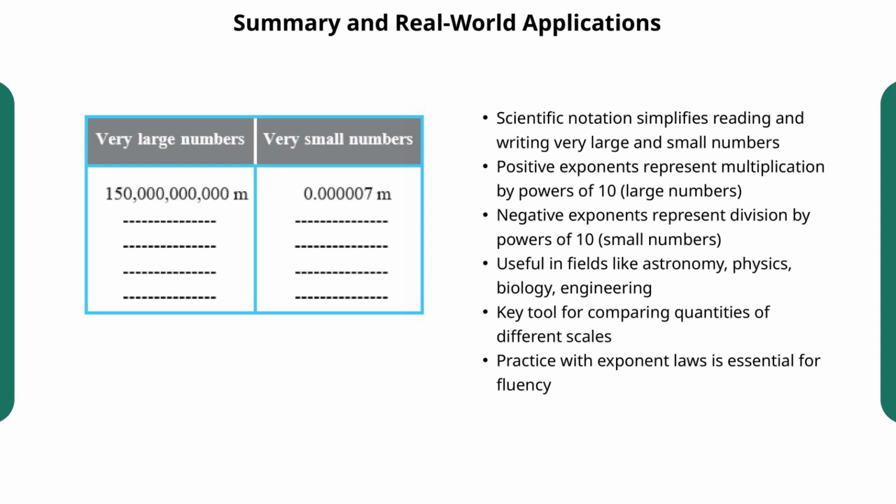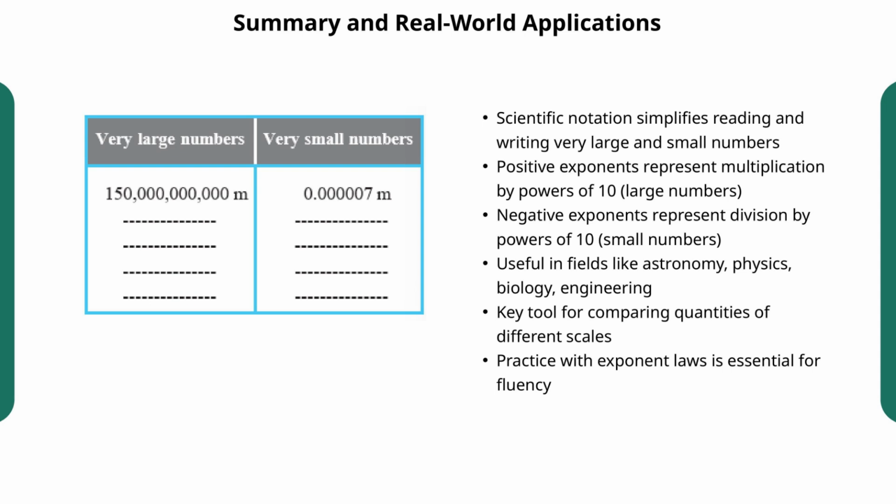Today, we journey through the fascinating world of exponents and how they help us express numbers that are either too big or too tiny to handle comfortably otherwise. We learn that positive exponents, like 10 to the power 11, mean multiplying 10 by itself 11 times to represent very large numbers. Conversely, negative exponents, like 10 to the power negative 6, mean dividing by 10 6 times to represent very small numbers. Scientific notation is key in various real-world fields.